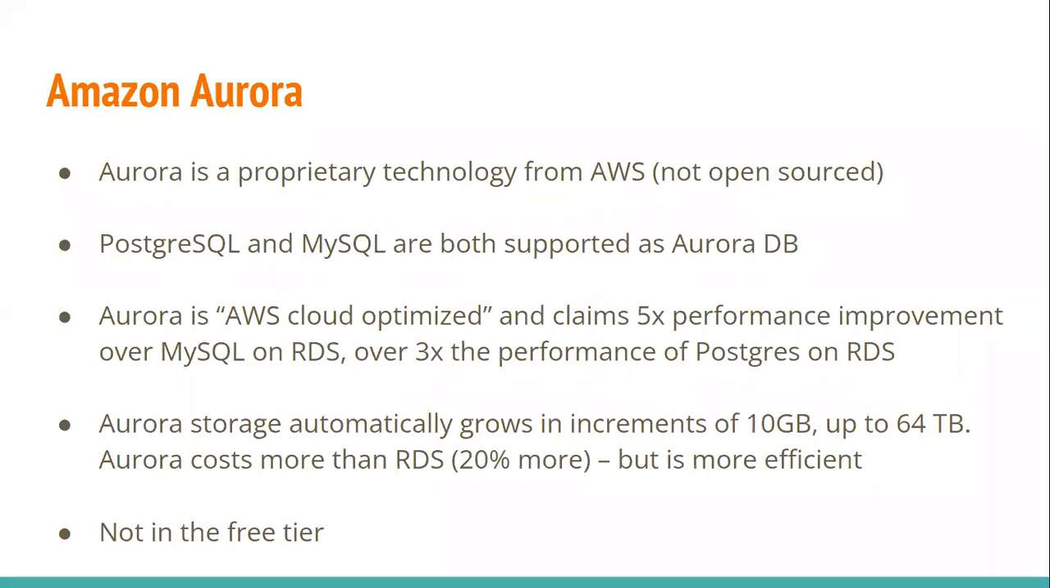Basically, Aurora storage automatically increases in increments of 10 GB up to 64 TB. It scales according to your database, your data queries, and your input and output traffic. So Aurora costs 20% more than RDS. The common Relational Database Service is 20% cheaper than Amazon Aurora, but Aurora is more efficient for particular database services.